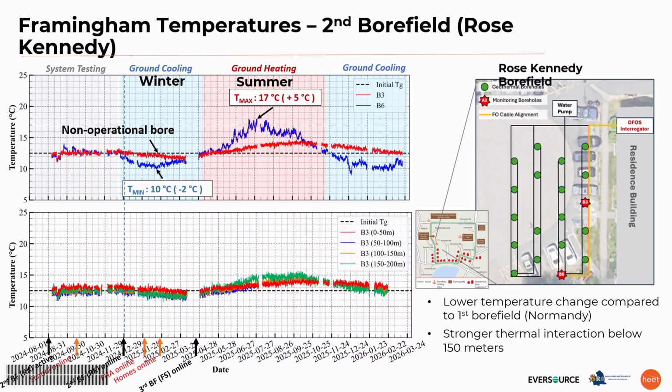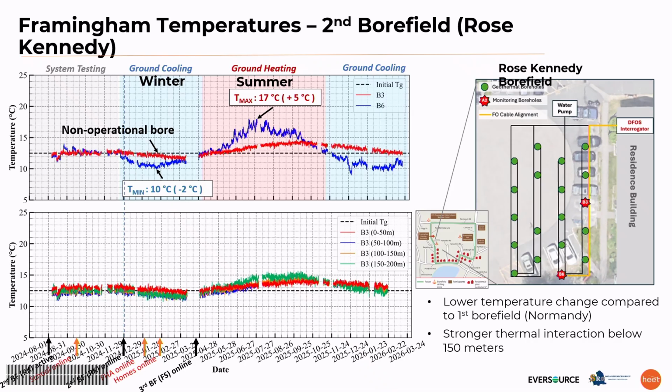And we can move now to the second bore field. So it's beautiful data. We have a period of time when we're just recording data, the bore field is not online yet. And then the bore field becomes online, and we have the blue is the operational well, and the red is a control borehole. It's non-operational. And we see that the control borehole has less temperature change compared to the operational one, as expected.